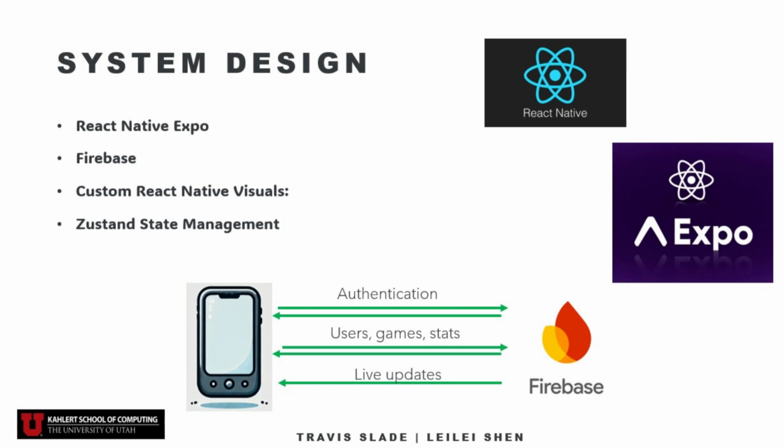Our system used React Native Expo for the front end, which is based in JavaScript. We also used Firebase for the backend, which covered authentication, storage of user games and stats, as well as live updates from Firebase to our app. We also created several custom React Native visuals, including the scoreboard that you saw for bowling games. And we used Jotai state management to create persistent data, which also worked with async storage.